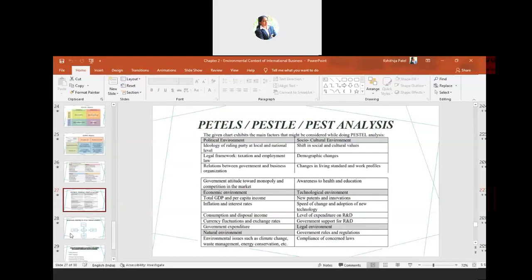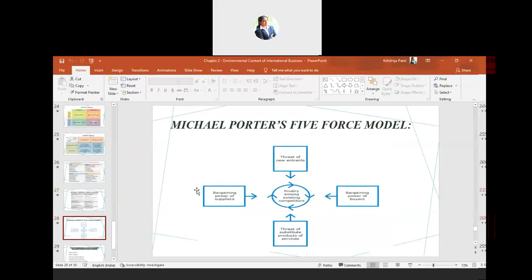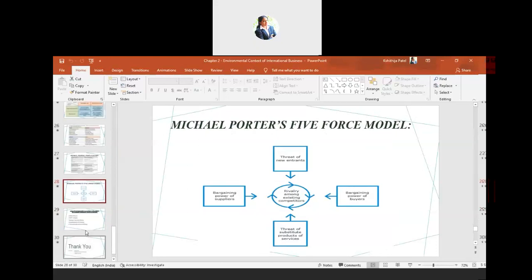There is one more, that is Michael Porter's five forces model. It is also a method of environmental analysis that we shall discuss in the coming class.